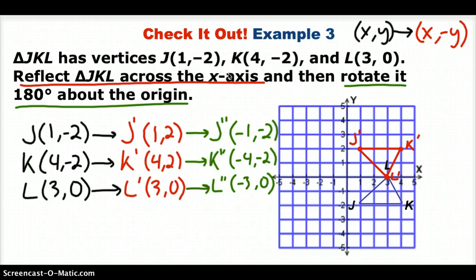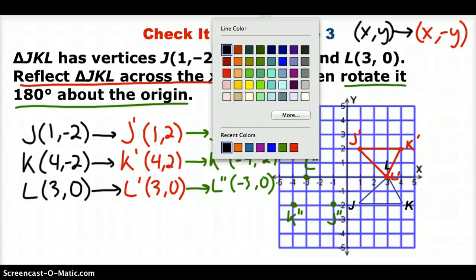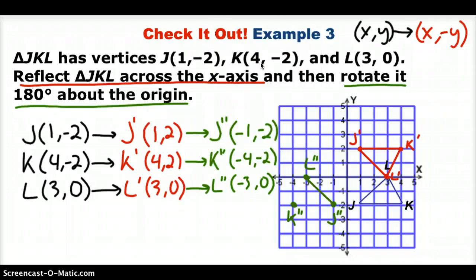Okay, and so I'm just going to go ahead and graph these. So -1, -2 will be right here. -4, -2 right here. And -3 and 0. Okay, so we'll very carefully label these. So this is now going to be J double prime. We then have K double prime and L double prime. Okay, and again, connect these up. And there is our composition of rigid motions.